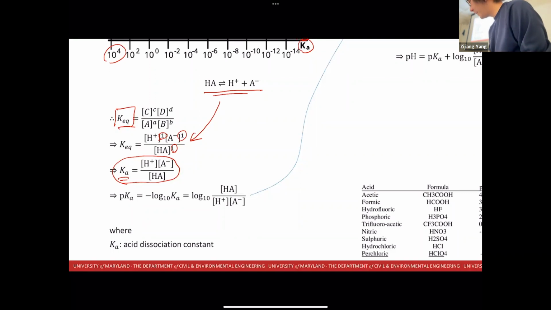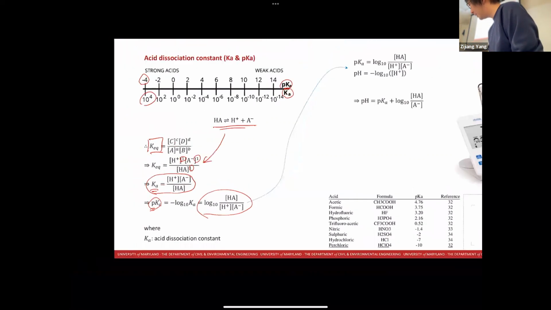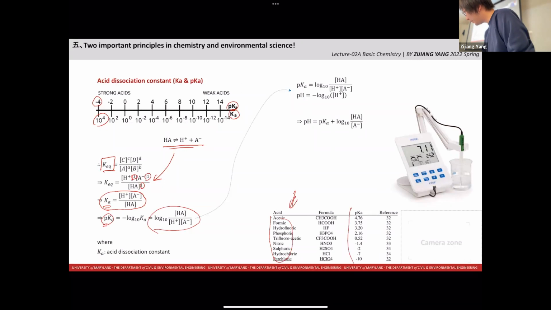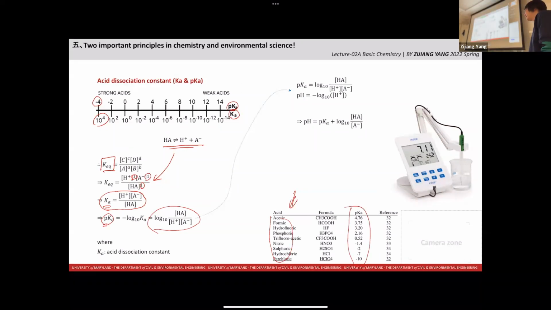And again, we can apply the P transformation to this Ka, and then we have pKa equals this. So Ka and pKa are just one thing, but with different scales or different transformations. And again, we can find tables that describe different acids, and usually the pKa or Ka will be given, and we can use this to compare the strengths of different acids.